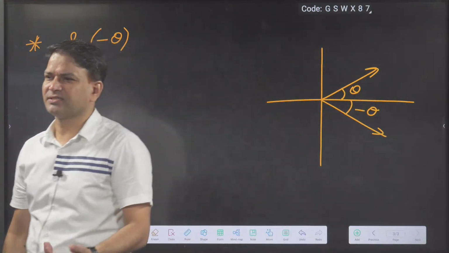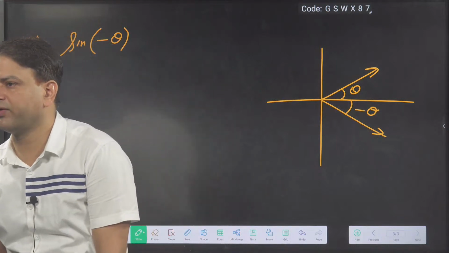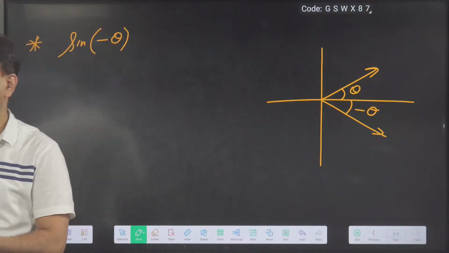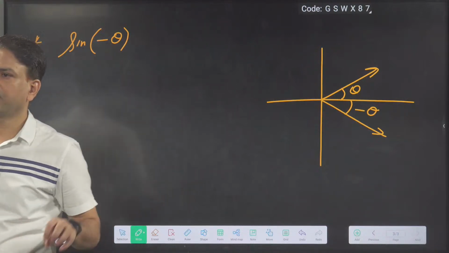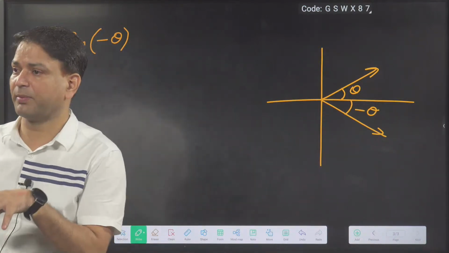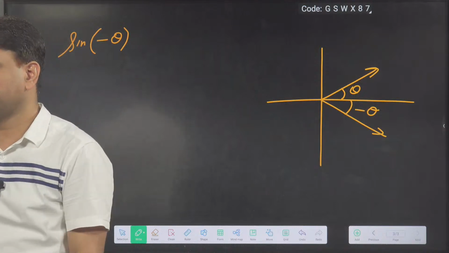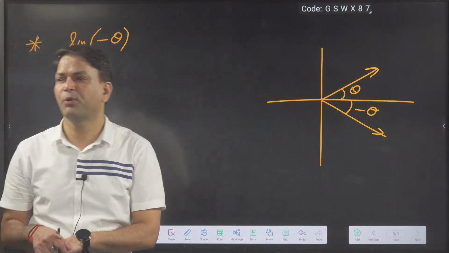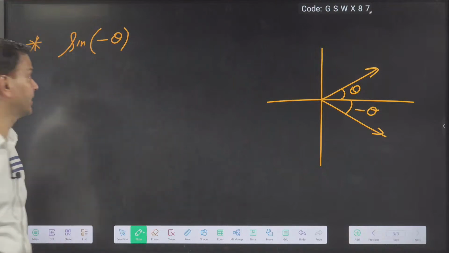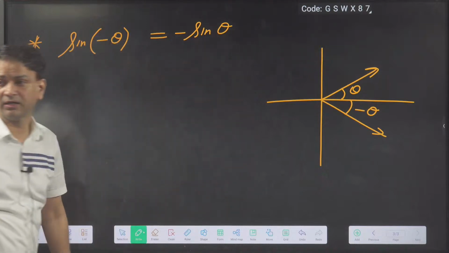When I am writing minus theta, in which quadrant will that angle lie? Fourth quadrant. Everybody getting or not? And in the fourth quadrant, is sine positive or negative? Fourth quadrant sine is negative. Then what will I get? Minus sin theta. Everybody got or not?